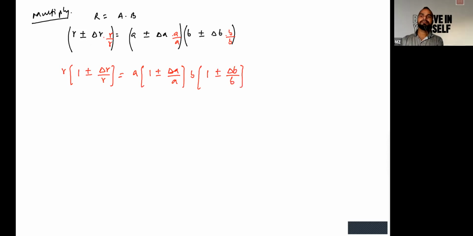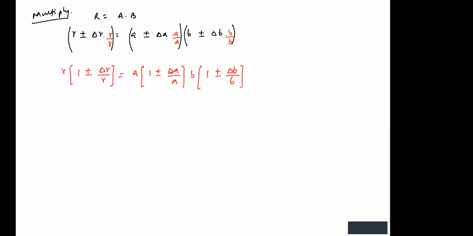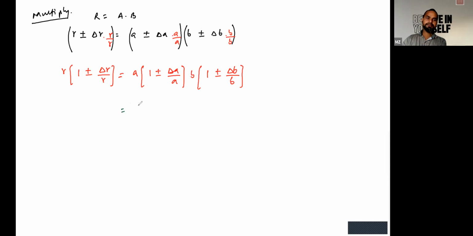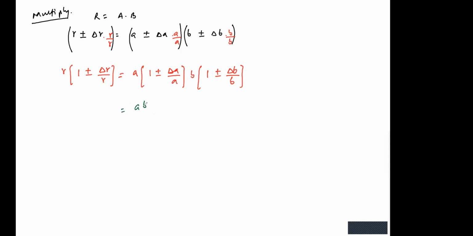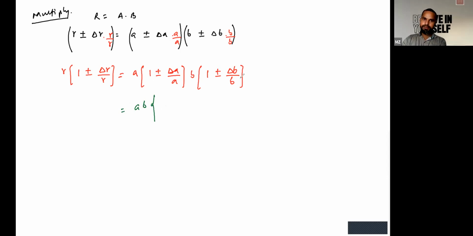Is it clear? Yes, sir. Okay. Now, if you expand this, you will get A and B taken outside. And if you start multiplying each term with each term, it will be 1 plus minus delta A by A plus minus delta B by B plus minus delta A by A times delta B by B.